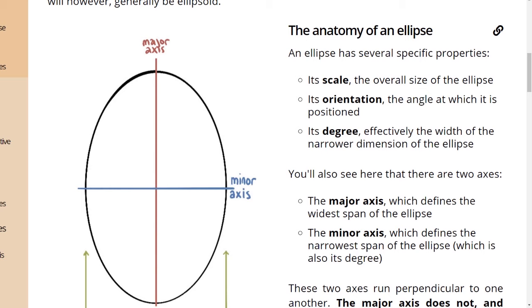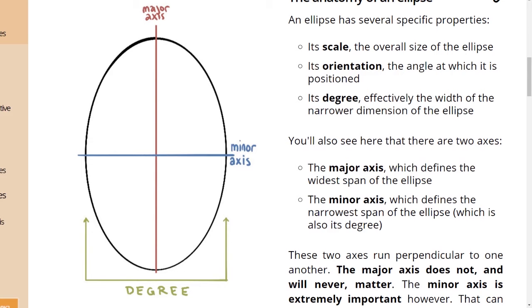The anatomy of an ellipse. An ellipse has several specific properties. Its scale, the overall size of the ellipse; its orientation, the angle at which it is positioned; its degree, effectively the width of the narrower dimension of the ellipse. You'll also see here that there are two axes: the major axis, which defines the widest span of the ellipse, and the minor axis, which defines the narrowest span of the ellipse, which is also its degree.